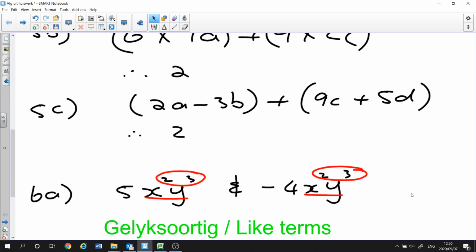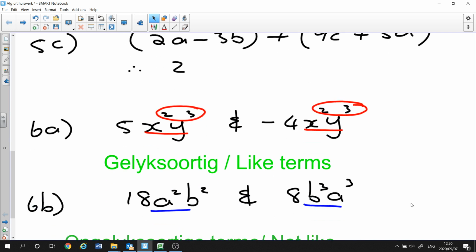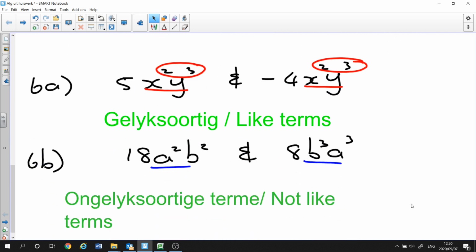Right, number 6. In number 6, they ask to determine whether it's like terms or unlike terms. So you will see that the variable and the exponent must be the same in order for them to be like terms. The exponent and the variable. Like in number A, it's fine. I have an x squared, a y cube, a y cube. So that is like terms.